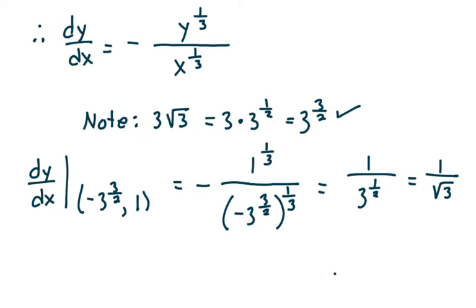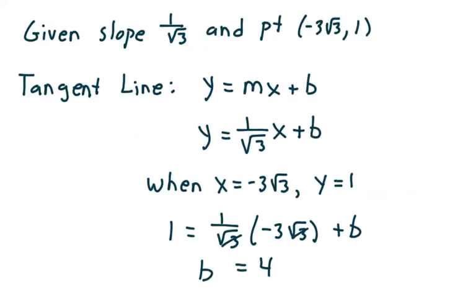So the first coordinate is x. The second coordinate is y. So I'm going to replace y with 1 and x with negative 3 to the 3/2. And when I do, I get dy/dx is equal to 1 over root 3. And again, that's at the point negative 3 to the 3/2, 1. So we're given a slope of 1 over root 3 and a point negative 3 root 3, 1.